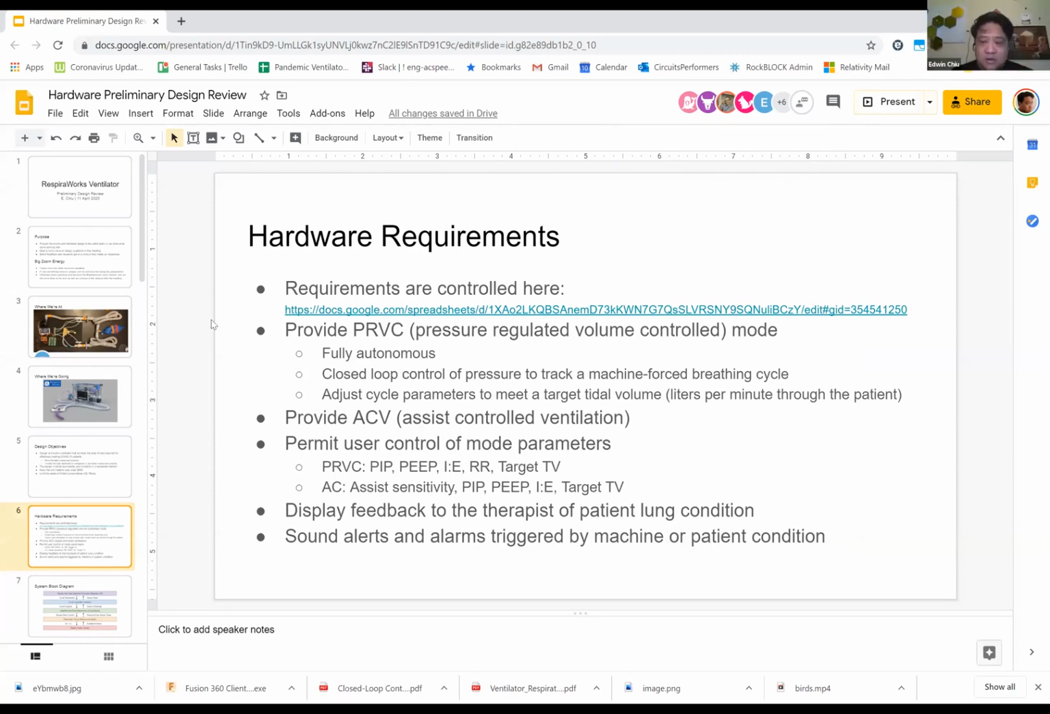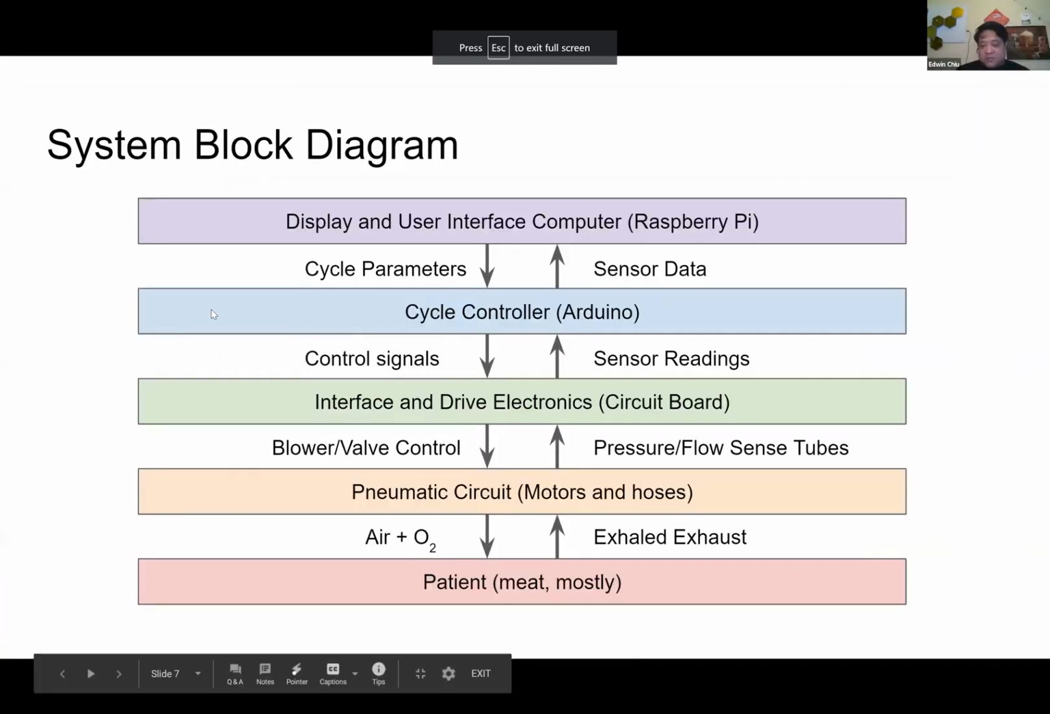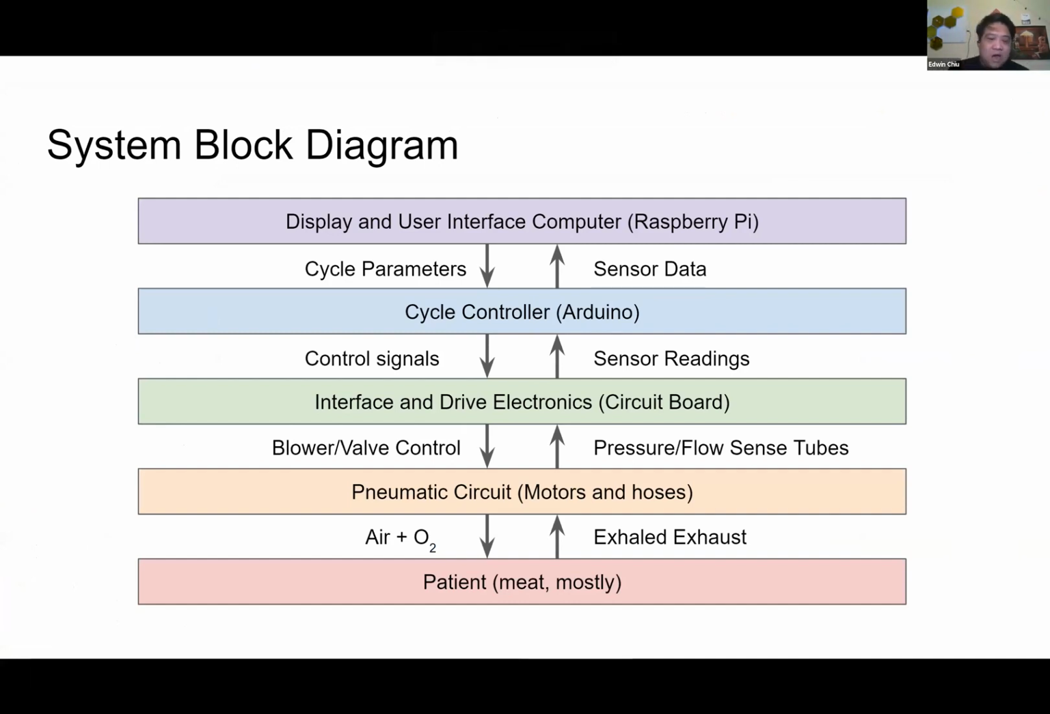Thanks, Daniel. System block diagram. This is the high-level view of how all the pieces in the system are intended to interact. Something I should mention before: this is the preliminary design review, so some of this stuff is still up in the air, but this is a concept of how we intend this thing to work, and this will be adjusted as we continue the design.